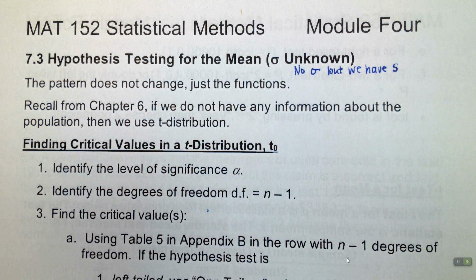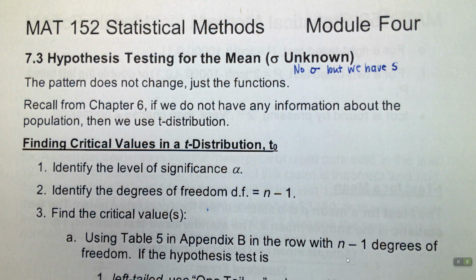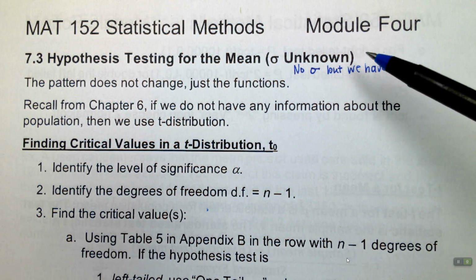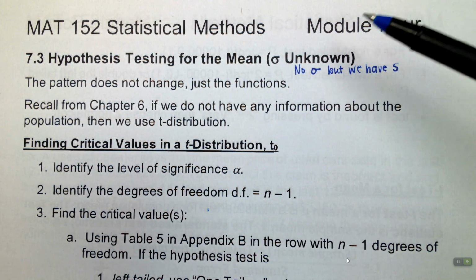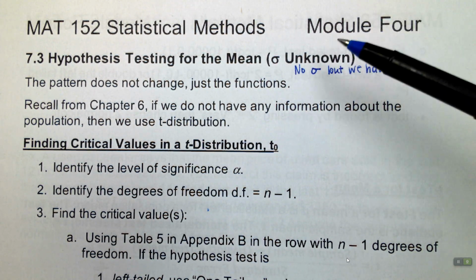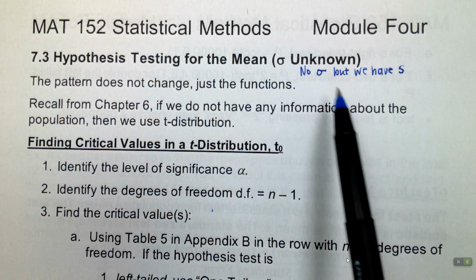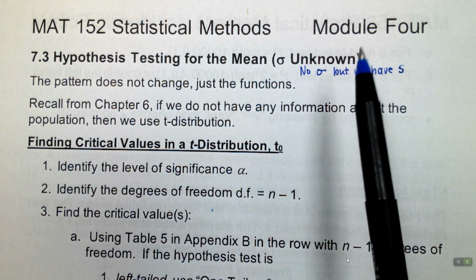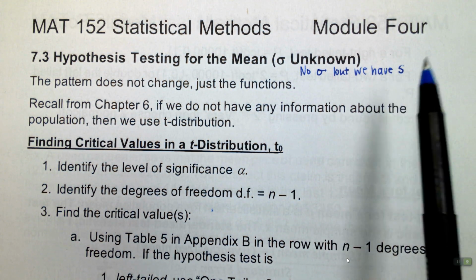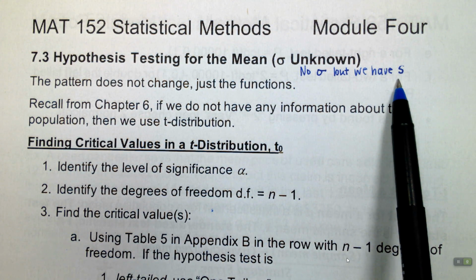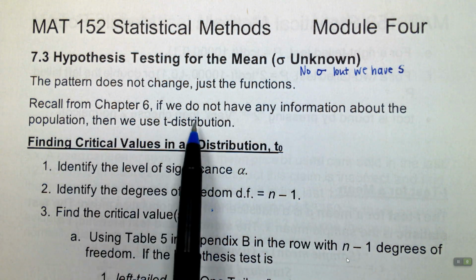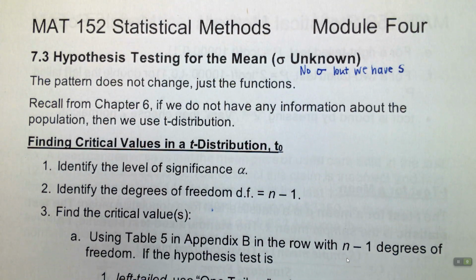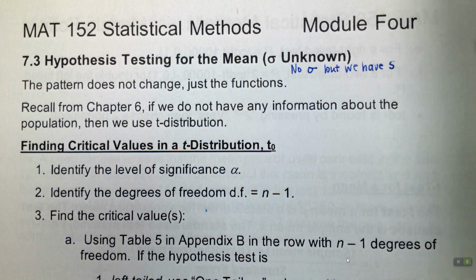So the pattern does not change, just the functions, meaning the patterns from chapter 6, where when we knew population standard deviation, we did the z-test. If we didn't, we did a t-interval. Same thing. So now we're going to run a t-test because we don't know population standard deviation, but we do have a standard deviation. It happens to be the sample. Alright, so if we didn't have any information about the population, then we use a t-distribution just from chapter 6. So we're using that same concept.